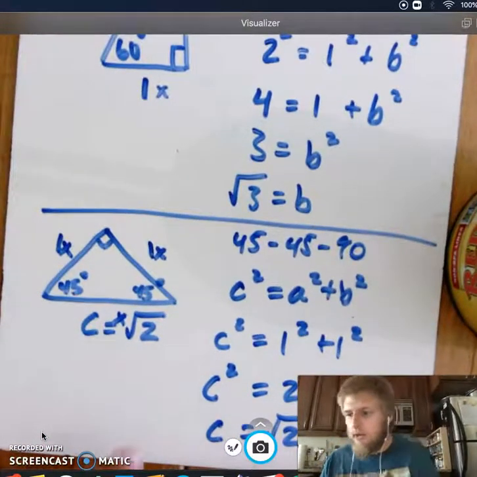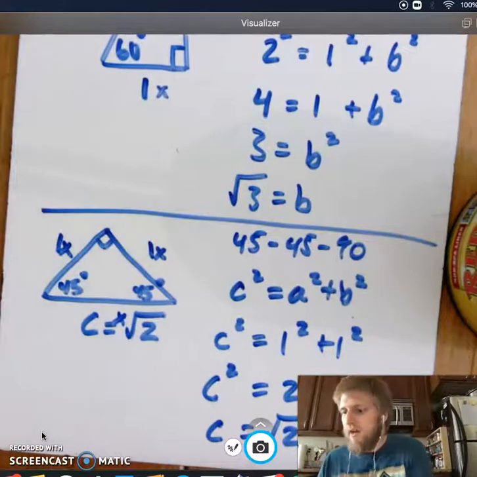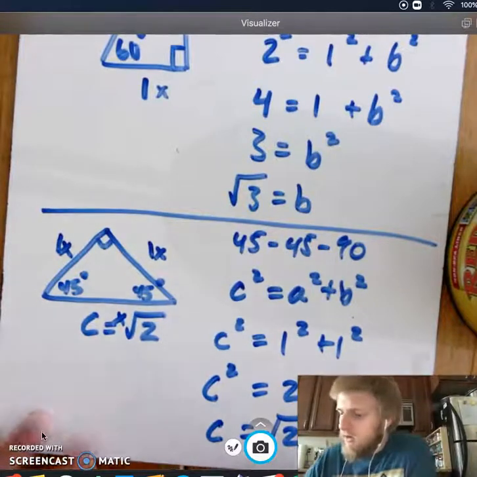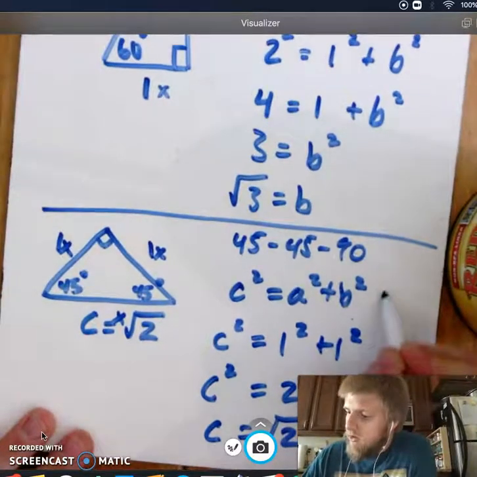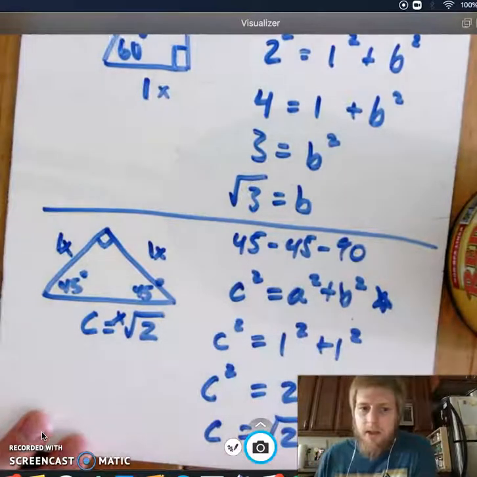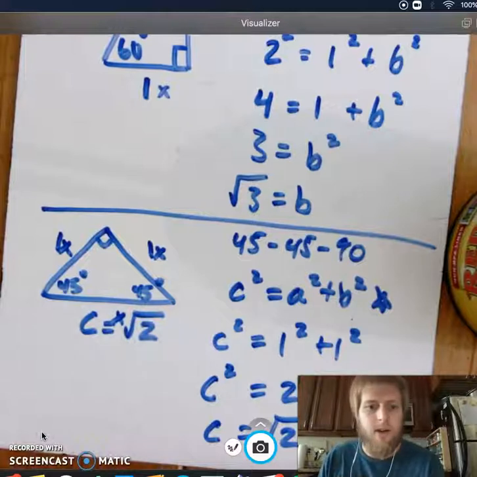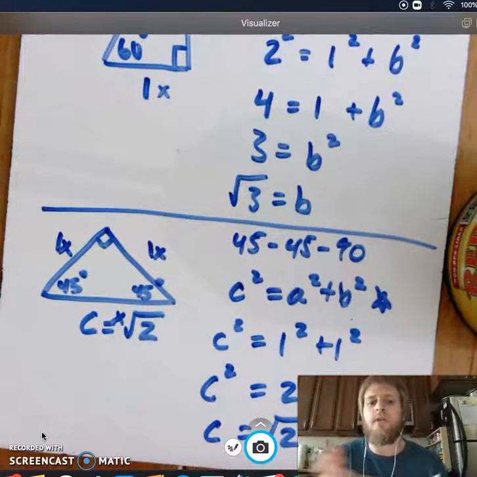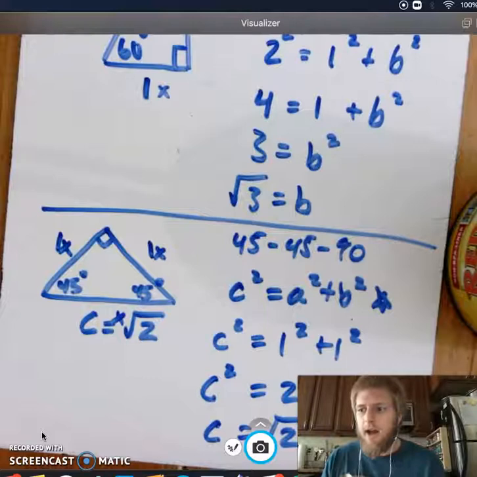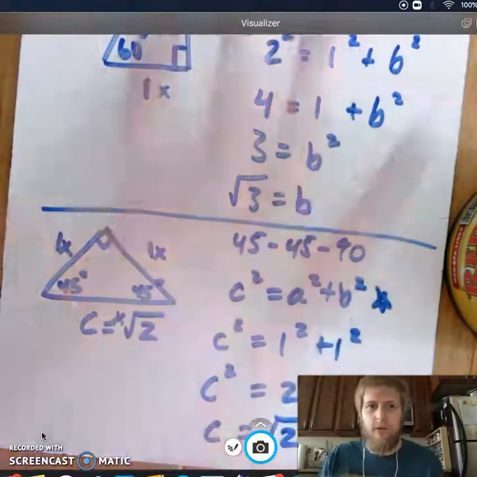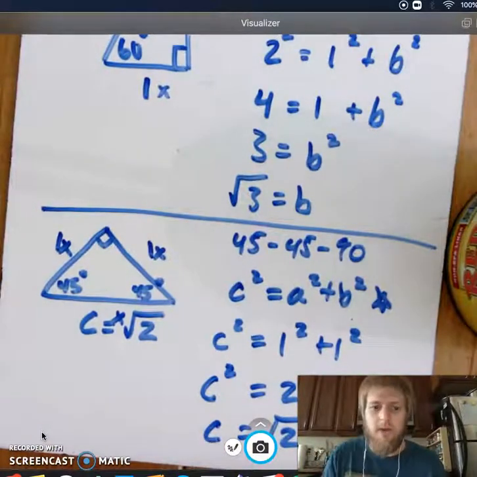So at the heart of all of this, why do 30, 60, 90 and 45, 45, 90 degree triangles have these special relationships? It's all because of the Pythagorean theorem and the rules that mean that triangles have to add up to 180 degrees. I'm hoping that makes some sense for those of you that were curious. We don't want this to seem mysterious to you guys. There's good reasons why these rules are the way they are.